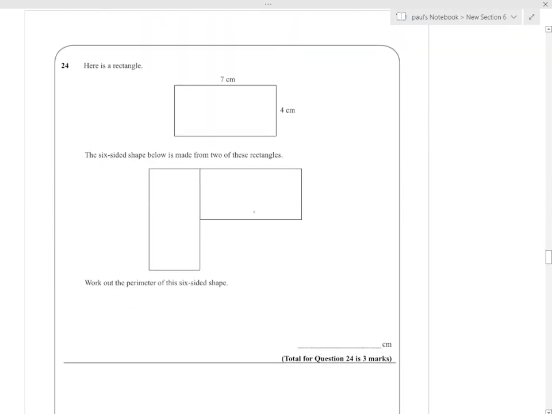Here is a rectangle. The 6-sided shape below is made from 2 of these rectangles. Work out the perimeter of the 6-sided shape. Well, we've got 7 and 4 and 7 and 7 and 4 and 4, and the only bit we don't know is this one. Well, if all the way from the top to the bottom is 7 and that bit's 4, that must be the difference between the two. So let's just do this. 3 sevens are 21, and 4 fours are 12, so plus 12 plus 3. So that's 33, 36 all the way around.